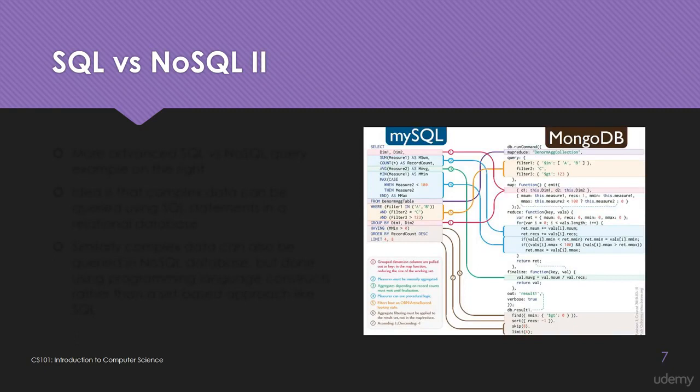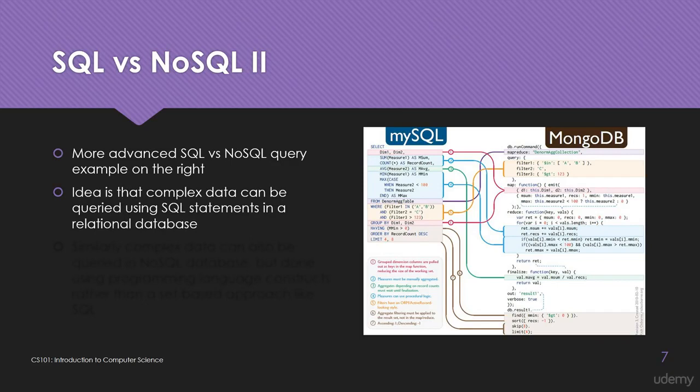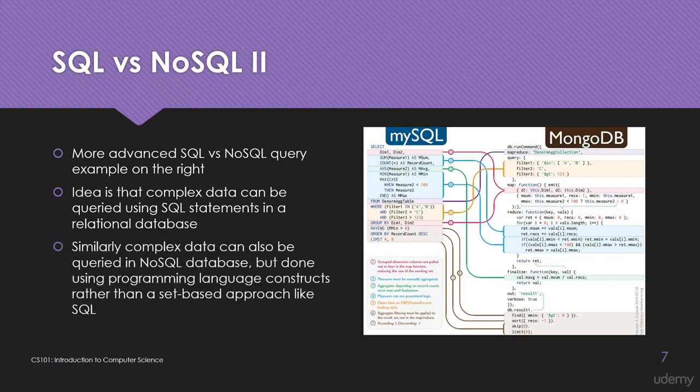Here's a more complicated example. We're not actually going to go into detail on this, but you can see how one thing maps to the other. But the idea is that complex data can be queried using SQL statements in a relational database. And complex data can also be queried in NoSQL, but these are done using programming constructs rather than SQL, which is a set-based language. Some people call SQL a set-based language because it gives you sets as data. When you do queries, you get sets. And with NoSQL, you basically do it in the programming model. You use a programming language to query the data.